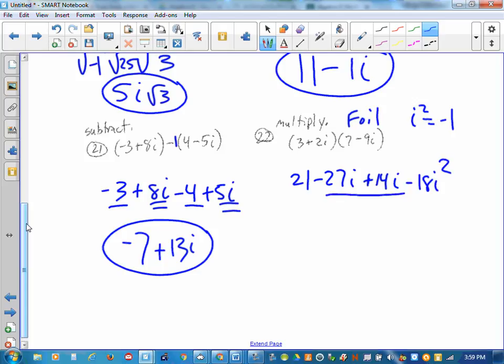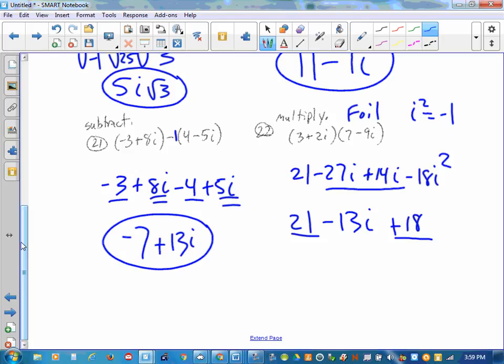These are like terms. They go together. I'm going to drop the 21 down. So I owe $27. I pay back 14. That means I still owe 13. So it's 13i. Now remember, i squared is negative 1. So it's negative 1 times the negative 18. So it'd be plus 18. So it flips the sign there, makes it positive 18. These are like terms. They go together. You have $18 in your pocket and $21 in your couch. So you now have a grand total of 39 together. So it's 39 minus 13i.